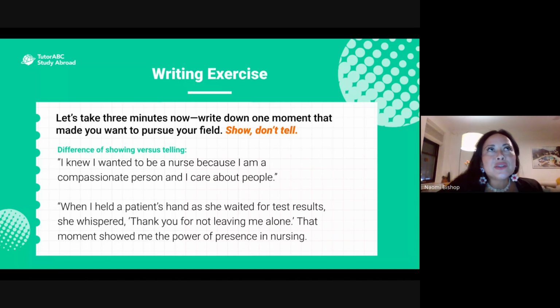Okay, so if we could take just 2 minutes to write down one moment that made you want to pursue your field. Again, it doesn't have to be full sentences. It can just be something for you to have now, so that when we're done with the session, you can have a piece of paper that you've already thought about, one moment that made you want to go into the field that you're in.